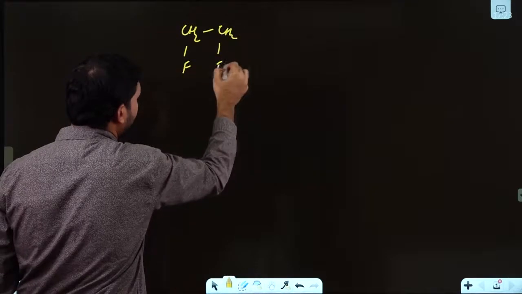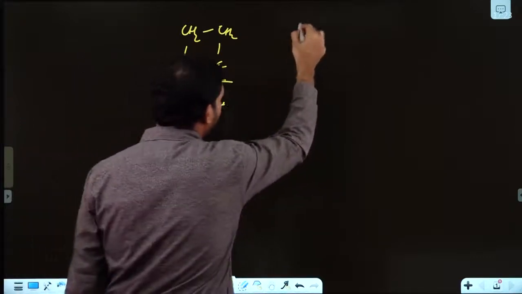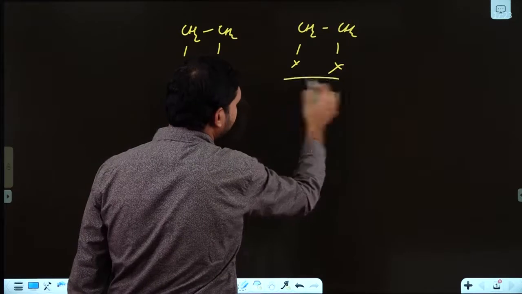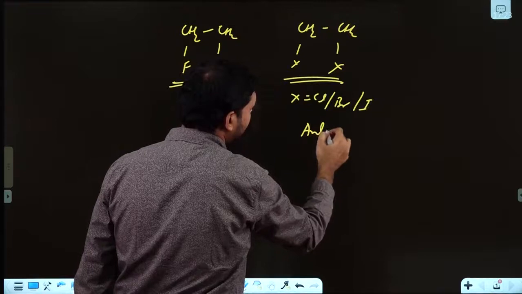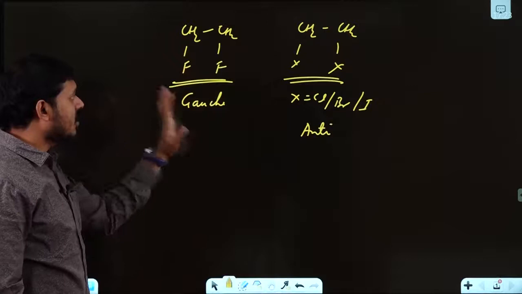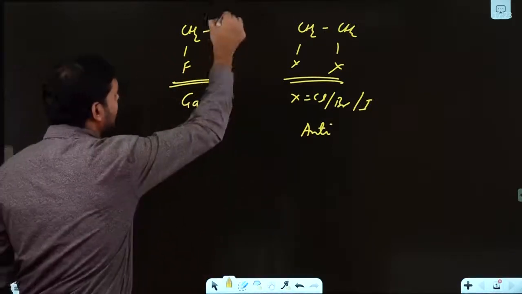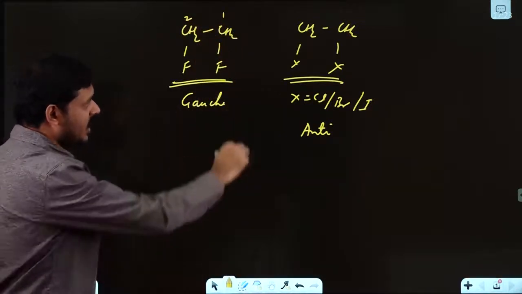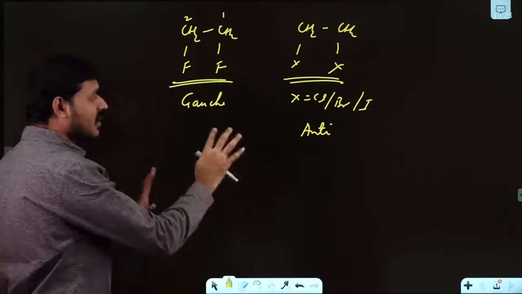CH2F. In case of fluorine, gauche is most stable. But if I say CH2X, where X equals Cl, Br or I, anti will be more stable than the gauche form, because such a possibility is observed only in the case of the carbon-fluorine bond. So just remember this example only. In 1,2-difluoroethane, the gauche form is more stable. In the remaining cases, the anti form will be more stable than the gauche form, right? So this was one of the parts.